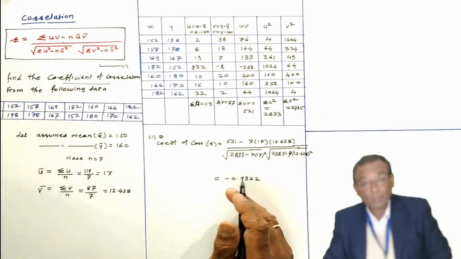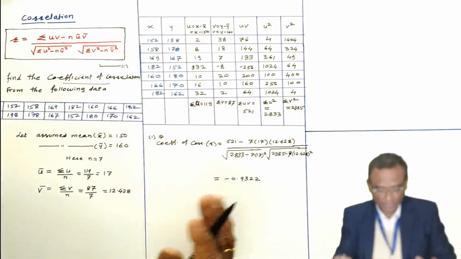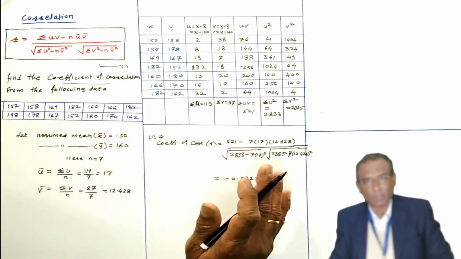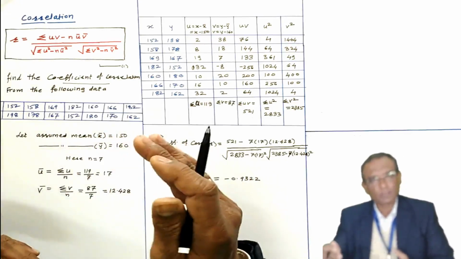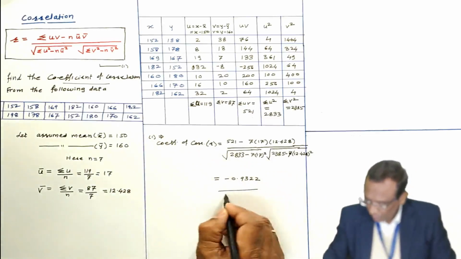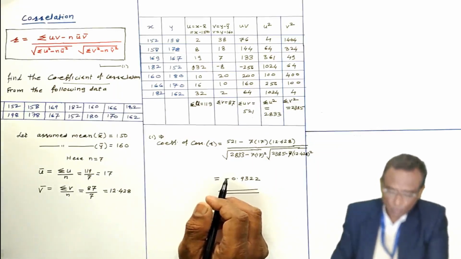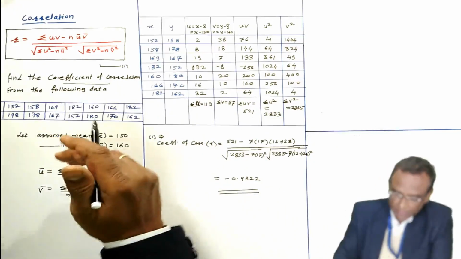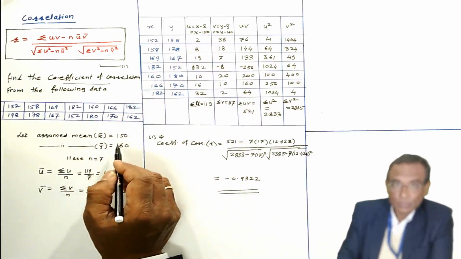Here we have negative correlation between x and y. It may be related to supply and demand: if supply increases, demand decreases, and if demand increases, supply decreases. The coefficient of correlation, the value of r, we have found. We discussed two problems. In the first one I used the actual mean, and here I have used the assumed mean. And why did I do so here?